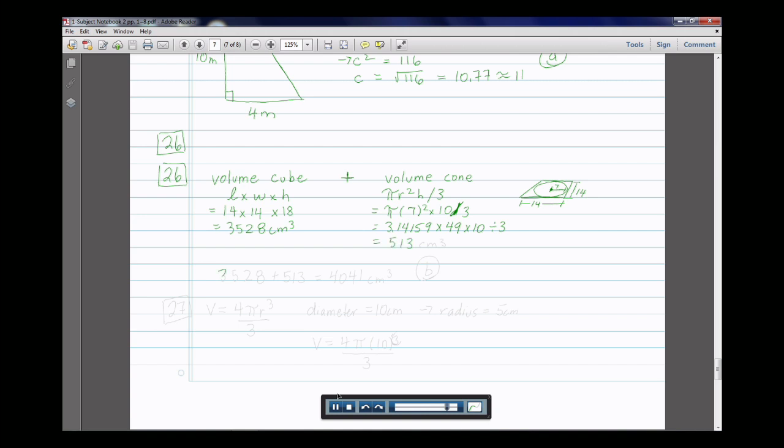So then you have to add those two together. And again, I never put my centimeters cubed here. You get 4041 centimeters cubed, and the answer is B.